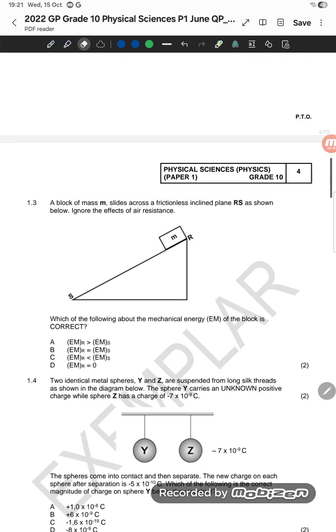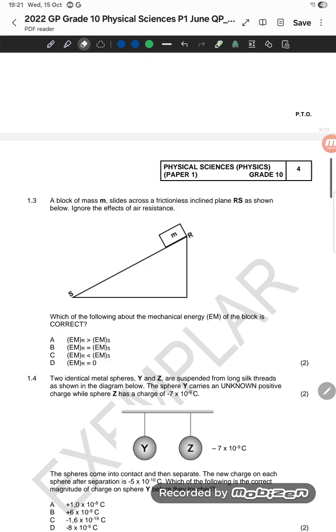Okay, next one. A block of mass M slides across a frictionless incline. Not possible in real life, but we'll leave friction out. Plane RS is shown below. So friction is not there. Ignore the effects of air resistance. No air resistance, no friction. It's in a laboratory somewhere. So, it slides. Which one of the following mechanical energy of the block is correct?